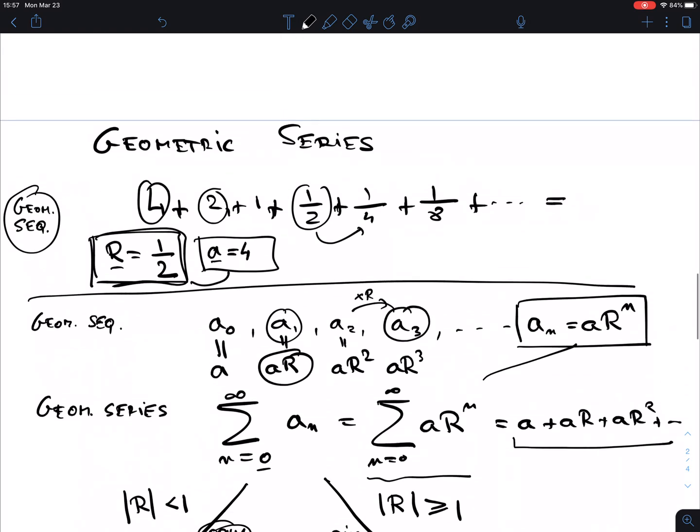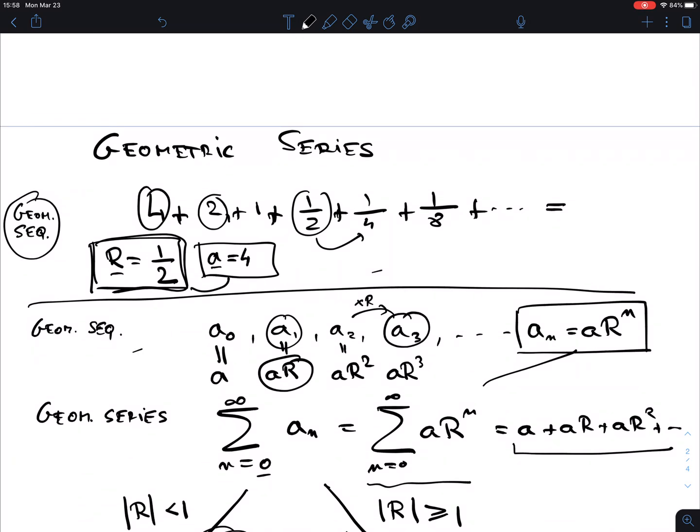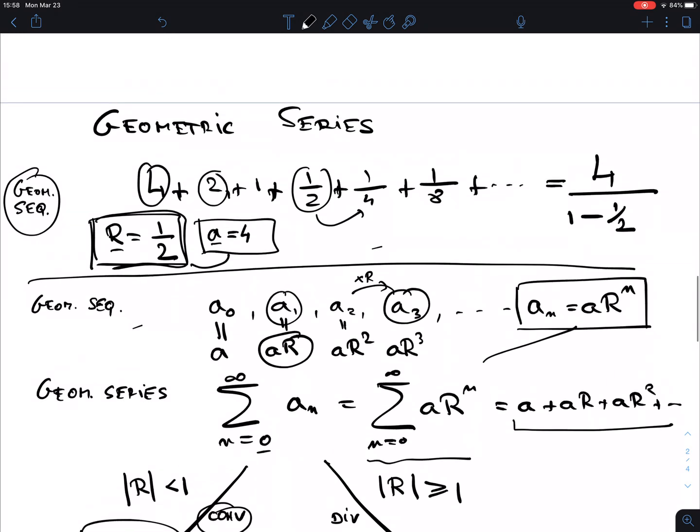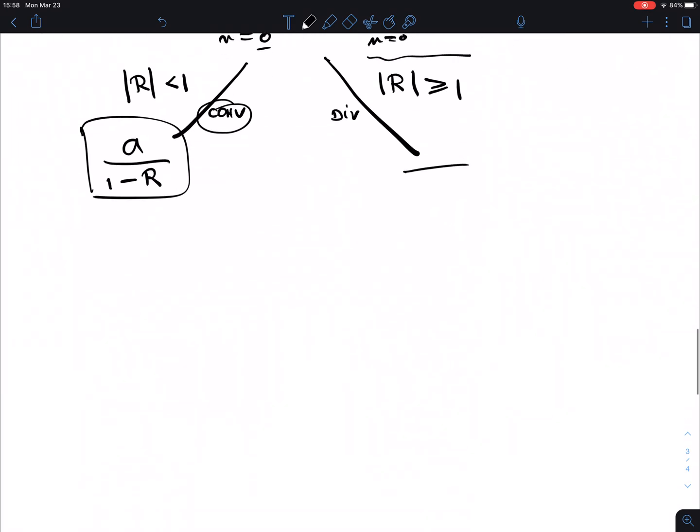What is a here? Well, a is 4. So the formula is 4 divided by 1 minus a half. 1 minus r. This is the formula. Okay? And so I can simplify this as 4 divided by a half, and then dividing by a fraction is multiplying by the reciprocal, so 4 times 2 over 1, which is 8. There you have it. Okay, let's do another one.